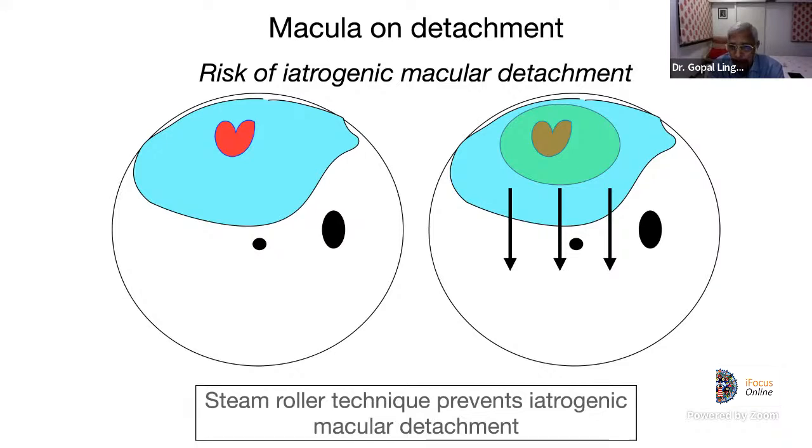People have questioned this process, thinking that by squeezing the fluid into the vitreous cavity, you may also bring a lot of RPE cells to the vitreous cavity and hence increase the risk of PVR. Well, that's a compromise or a trade-off between avoiding a macular detachment and theoretically increasing slightly the risk of PVR. So this is the phenomenon of the steamroller technique.